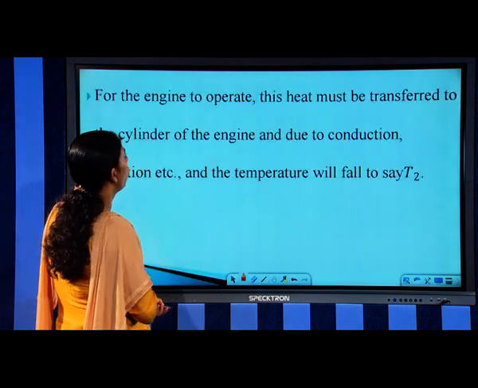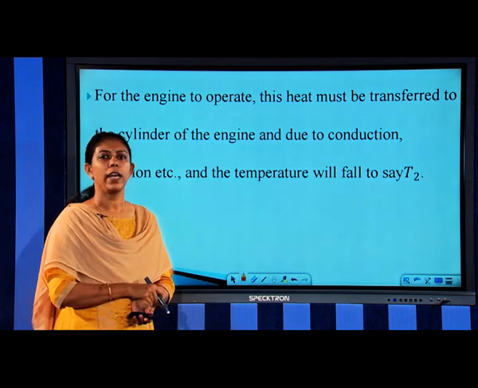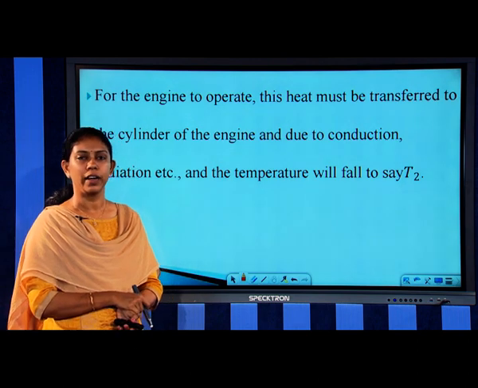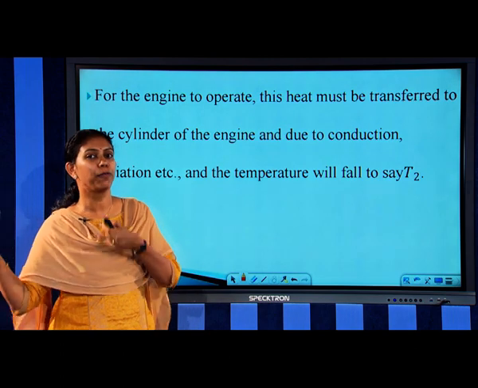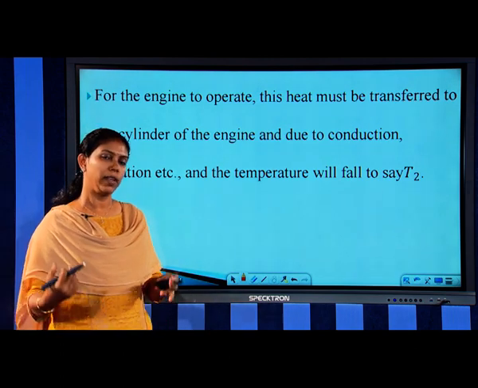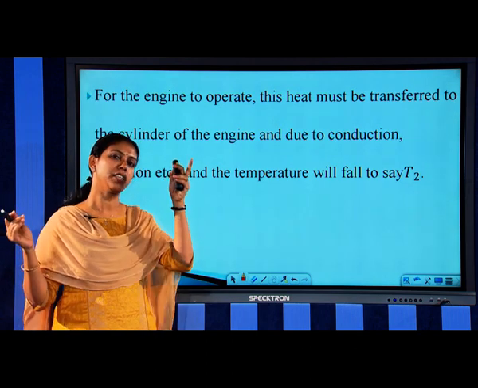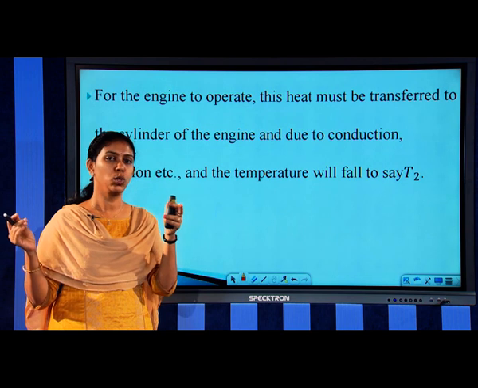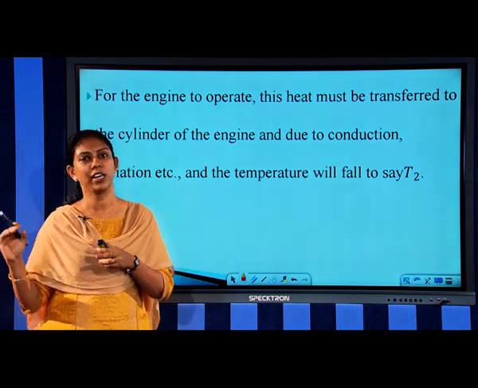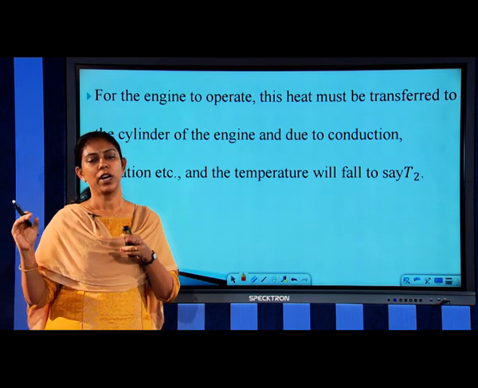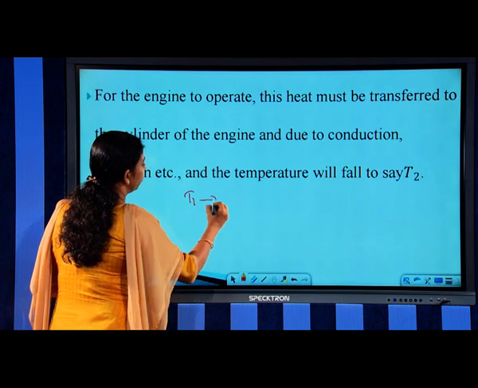For the engine to operate, this heat must be transferred to the cylinder of the engine, and due to conduction, radiation, etc., this temperature will fall to say T2. That means, when heat is transferred from the higher temperature reservoir to the engine through a cylinder, there will be loss in heat due to conduction, radiation, etc., so that the temperature falls from T1 to T2.